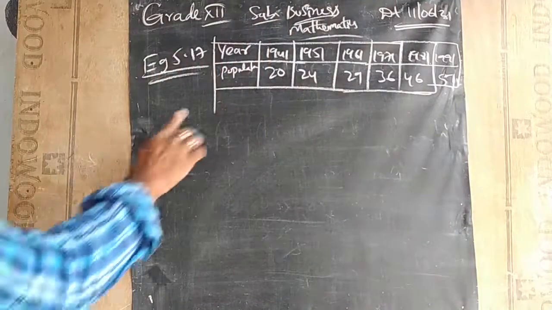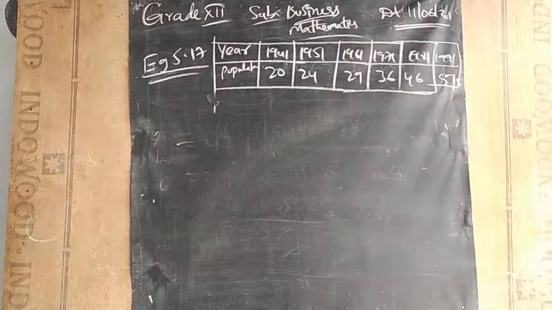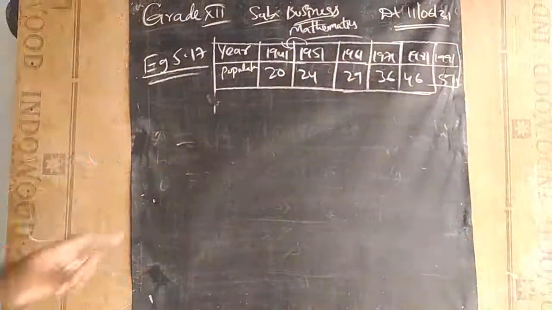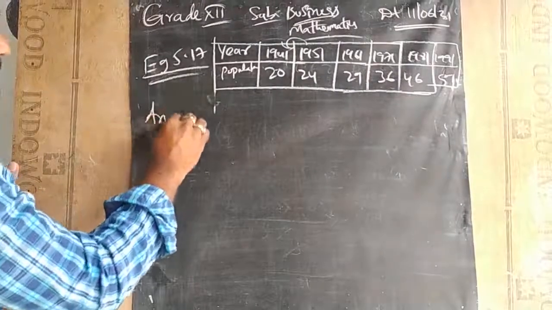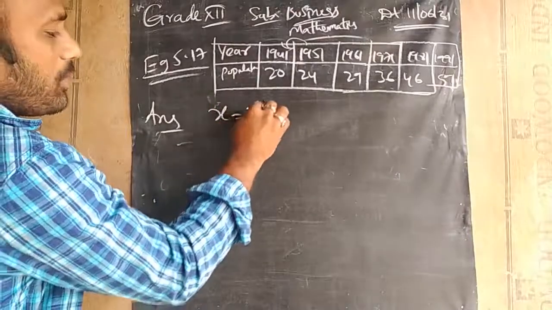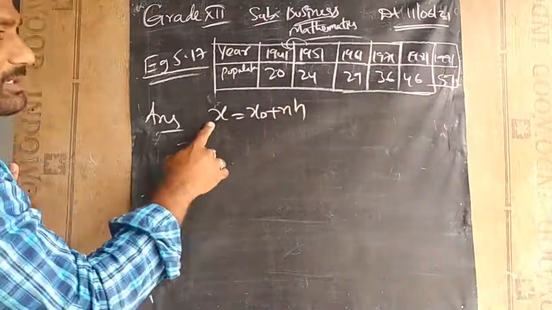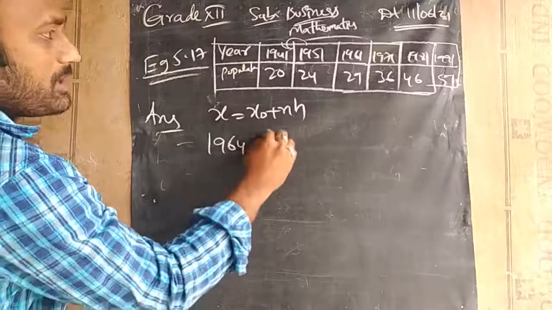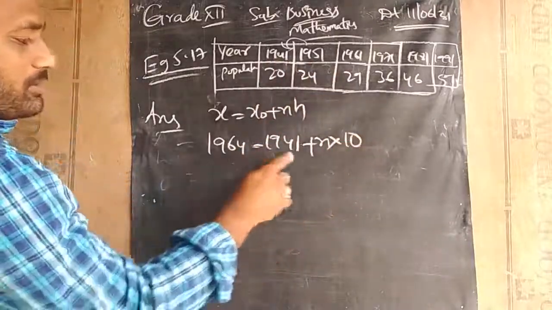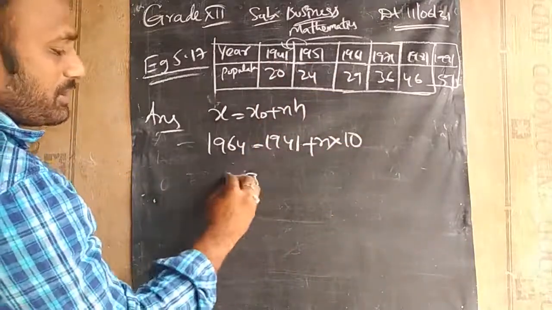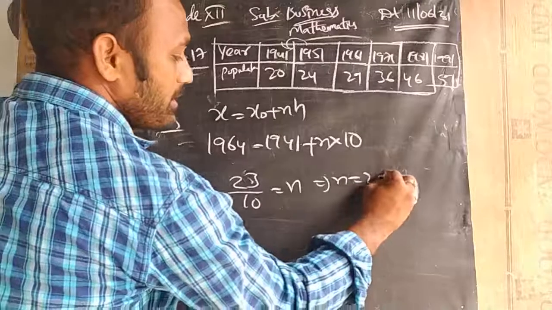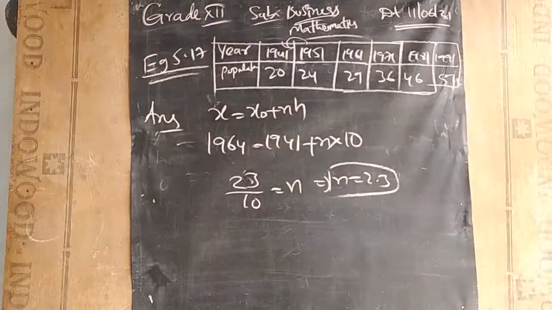Now see this. He is asking us to find the appropriate interpolation at 1946. 1946 is very near the start, so we can go with the forward interpolation formula. So x is equal to x naught plus nh. 1946 is equal to 1941 plus n into, what is the gap here? 10. So 1946 minus 1941 is 5, and 5 divided by 10 is equal to n. So we have to take the n value as 0.5.